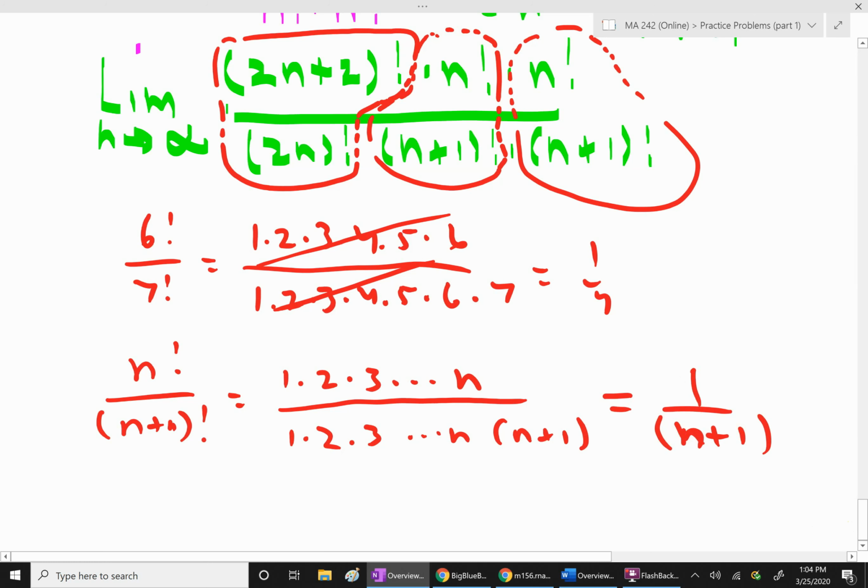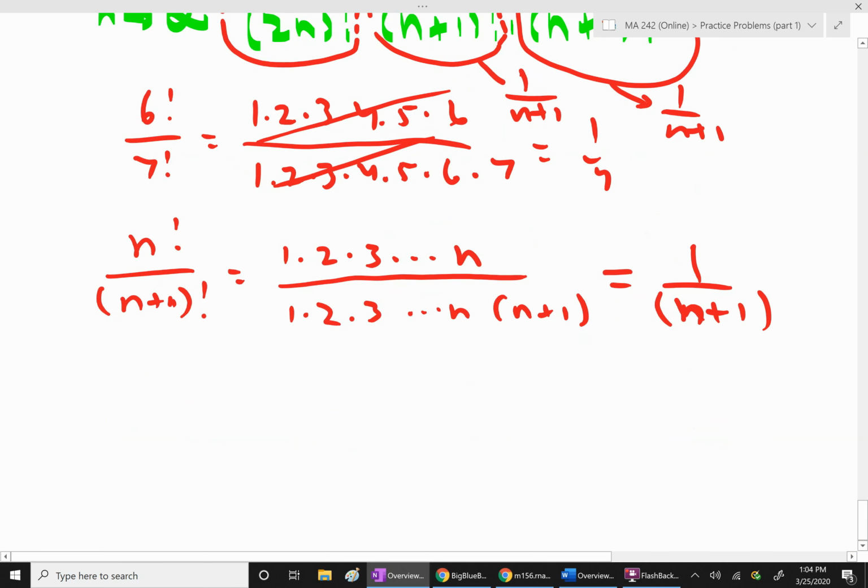So, 2 of the guys I know. Now the question is, what about this first guy? This guy I know is 1 over n plus 1. This guy I know is 1 over n plus 1. The question is, how am I going to handle the first one? So now I want to do 2n plus 2 factorial over 2n factorial. So here's the thing to recognize, is that this factorial contains this factorial inside of it, right? Here I'm multiplying from 1 up to 2n plus 2. Here I'm multiplying from 1 up to 2n, right?